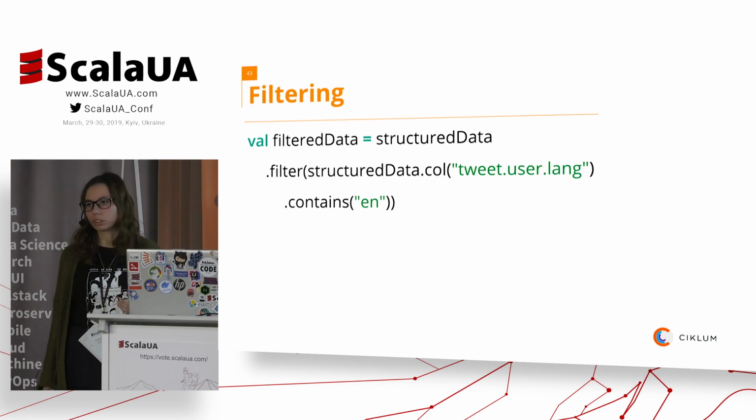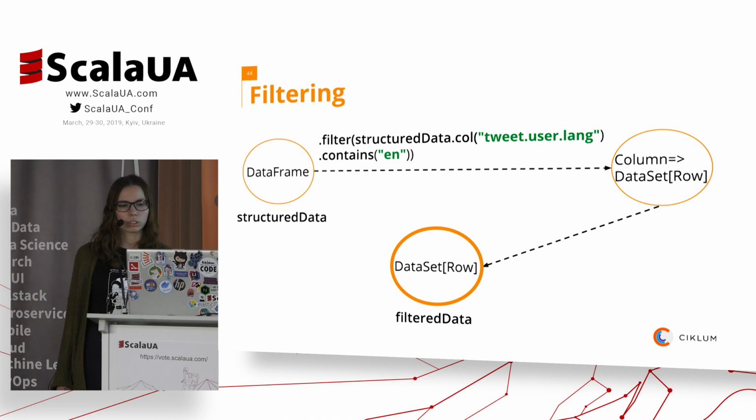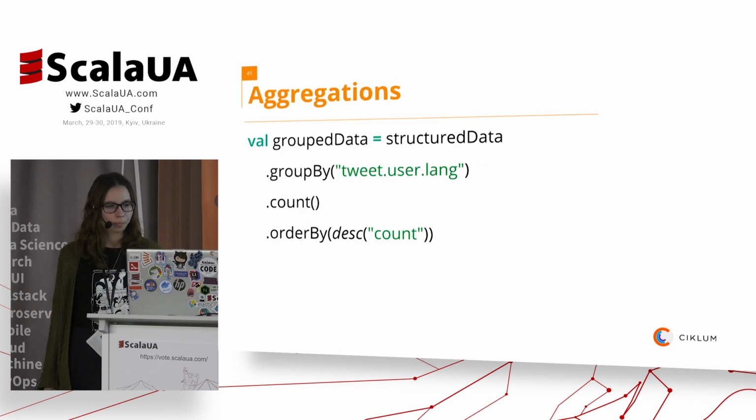We can as well run filters. Here we define the column. For example, all the tweets here are filtered by the English language. And this, again, looks exactly the same as for static data frames. We just get the data frame as an input, then we provide a column, and we get the data set of rows as we run contains, as we run the filter method.